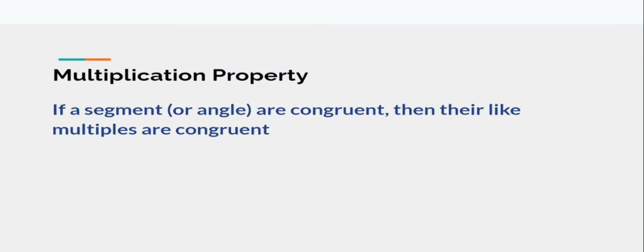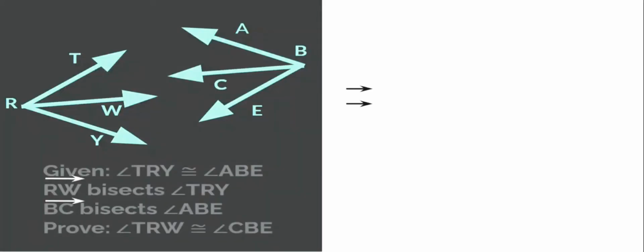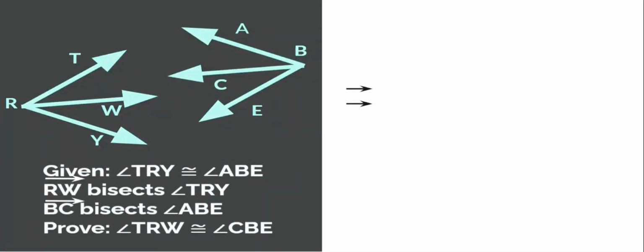Moving on to the multiplication and division properties. In the multiplication property, it states that if a segment or angle are congruent, then their like multiples are congruent. In the division property, it states that if a segment or angle are congruent, then their like divisions are congruent. Now we're going to do one of the problems using one of these properties.